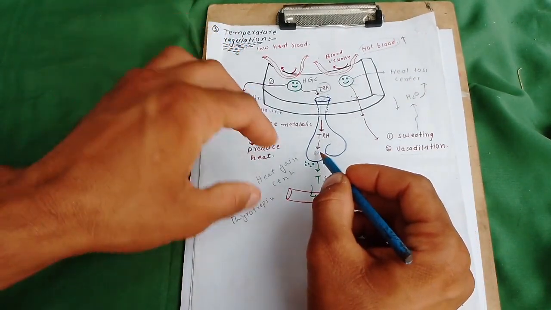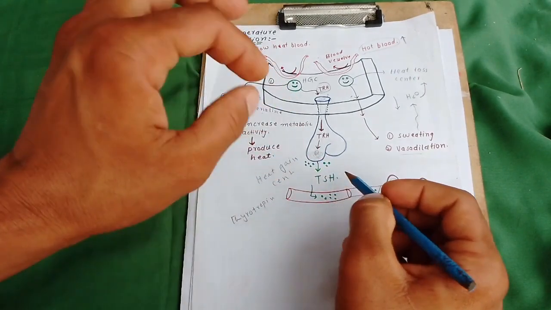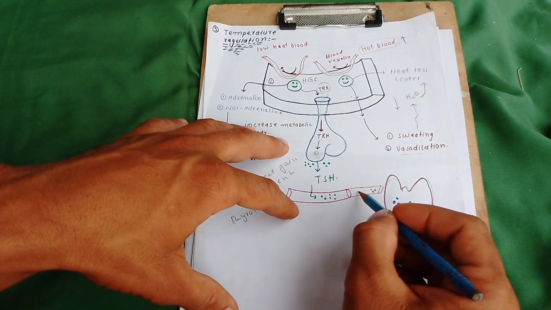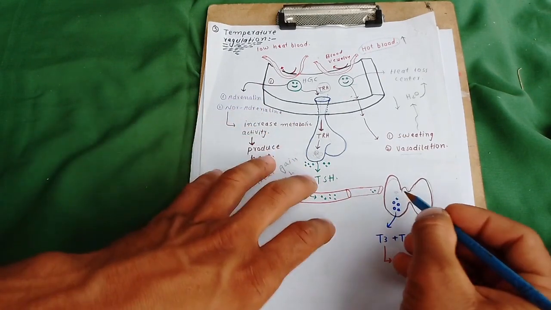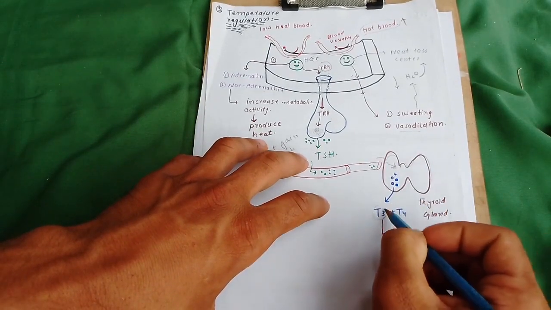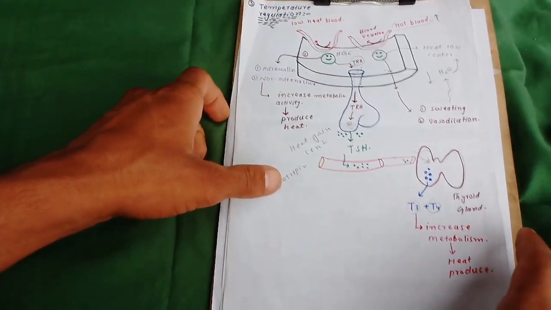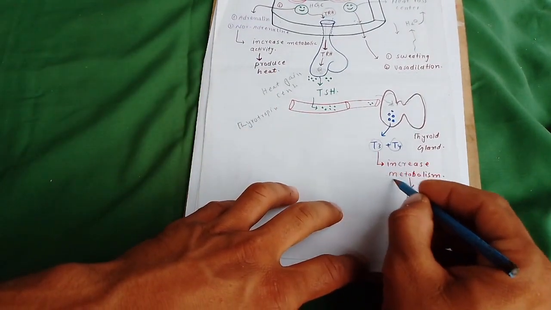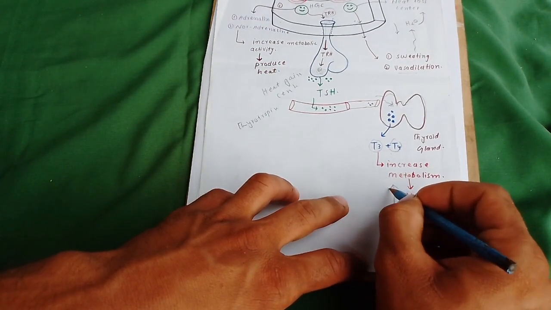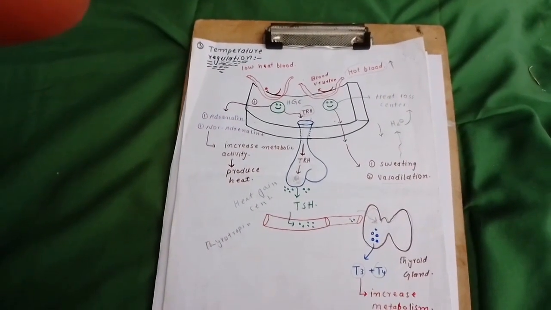When TSH is released by the anterior pituitary, it goes through the blood vessels to the thyroid gland. TSH stimulates the thyroid gland, and T3 and T4 are produced. T3 and T4 work like adrenaline and noradrenaline: they increase the metabolism. When metabolism is increased, it produces heat. So this is the heat gain center, and this is the regulation of heat by the hypothalamus.